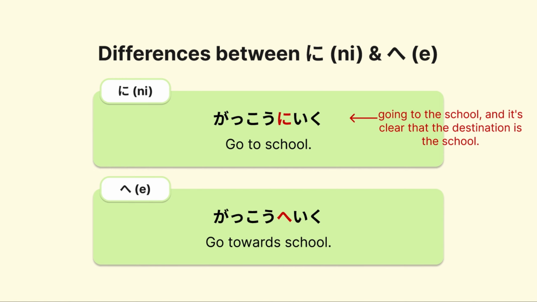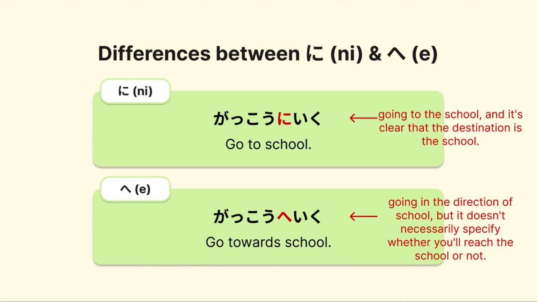So when we say 学校に行く, it means going to the school, and it's clear that the destination is the school. But when we say 学校へ行く, that means going in the direction of the school, but it doesn't necessarily specify whether you reach the school or not. So this is the difference. Do you get it?